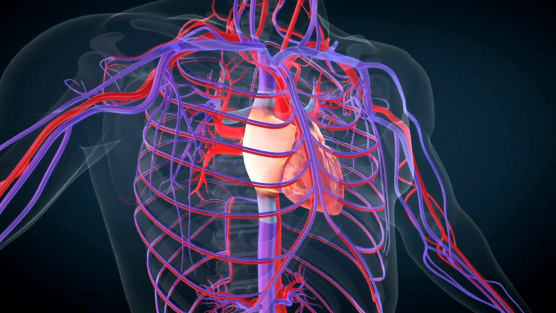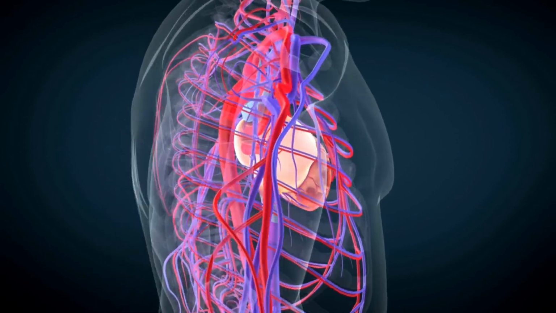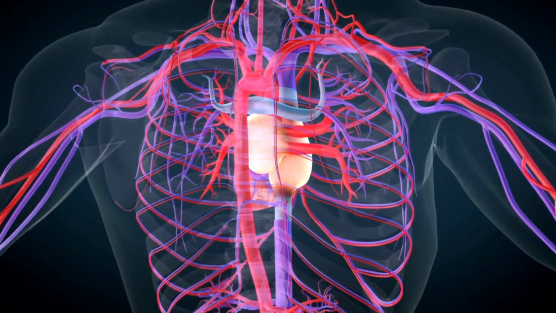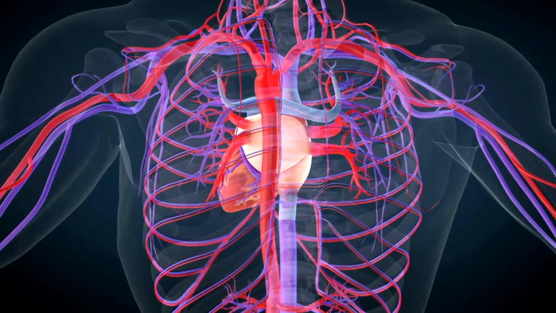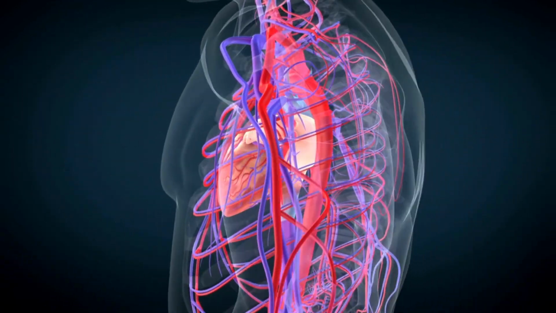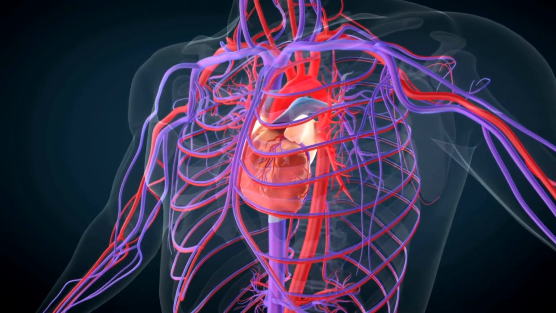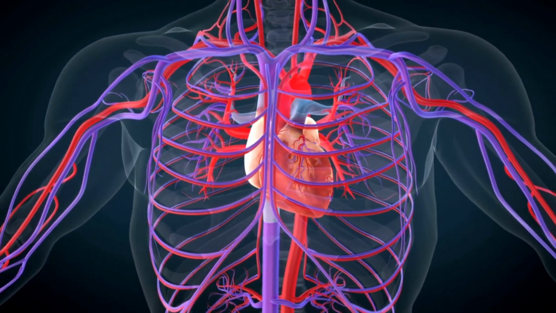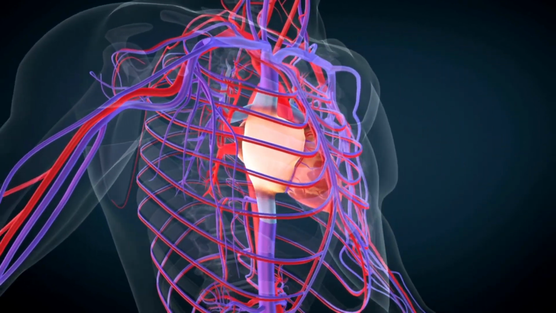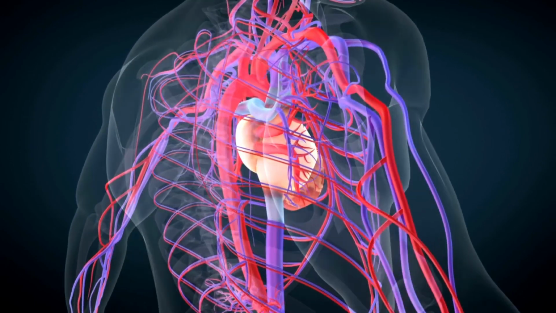Structure of the heart. 1. Chambers. Atria. The right atrium receives deoxygenated blood from the body through the superior and inferior vena cava, while the left atrium receives oxygenated blood from the lungs via the pulmonary veins. Ventricles. The right ventricle pumps deoxygenated blood to the lungs through the pulmonary artery for oxygenation, and the left ventricle pumps oxygenated blood to the rest of the body through the aorta.